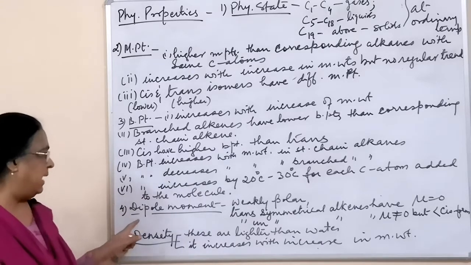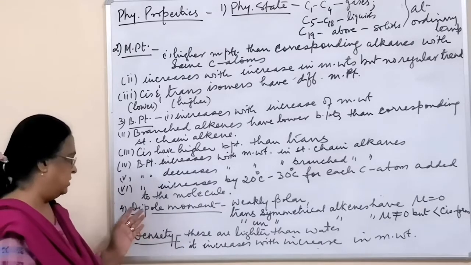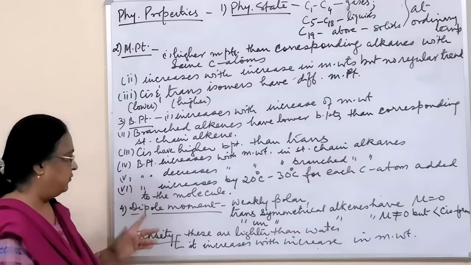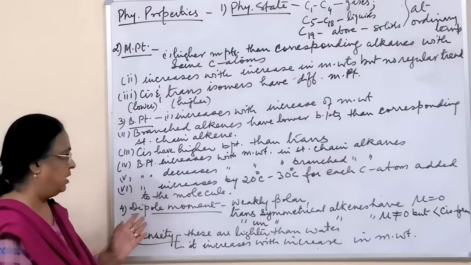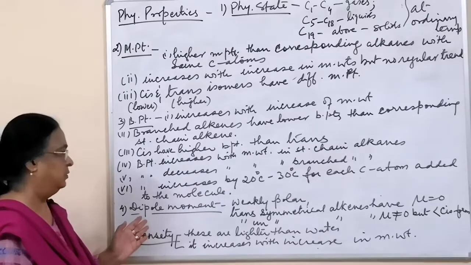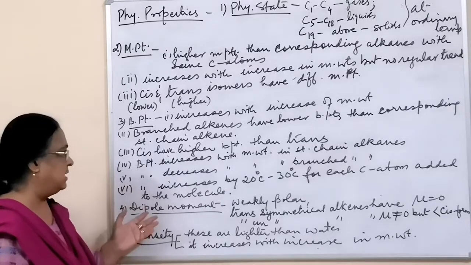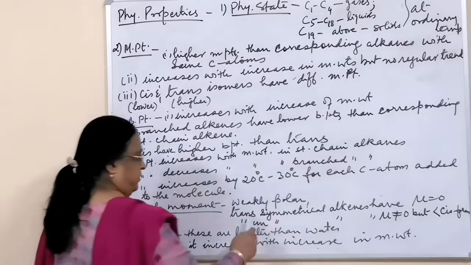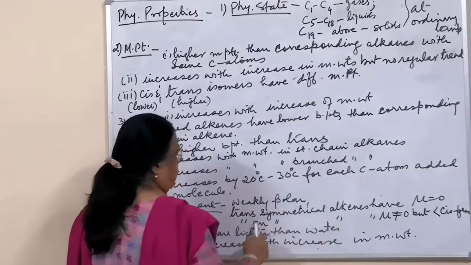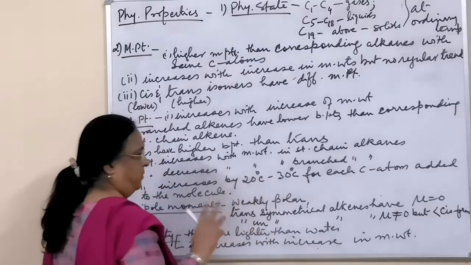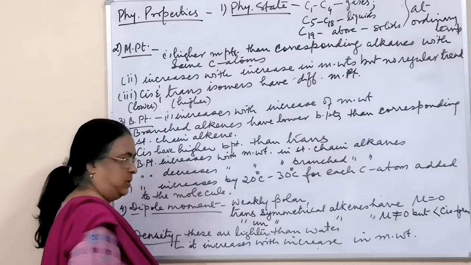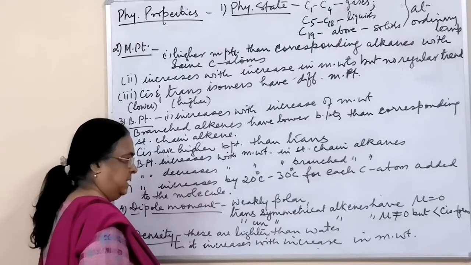Then fourth is your dipole moment. Dipole moment is a physical quantity through which we can know the polarity of the compound. So alkenes are weakly polar. The trans form, if it is a symmetrical alkene, has the same number of carbon atoms on either side. In the mechanism, I have explained to you symmetrical and unsymmetrical alkenes.